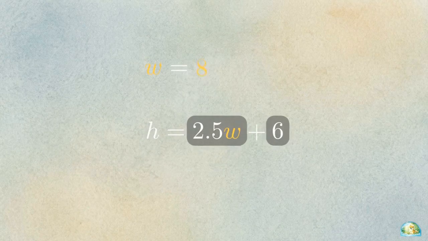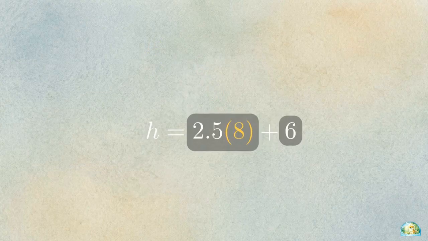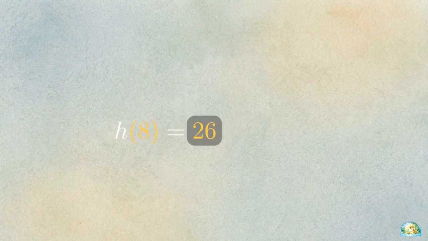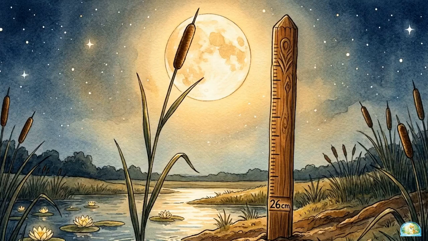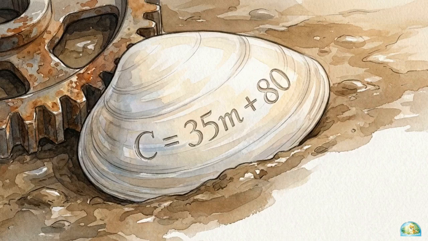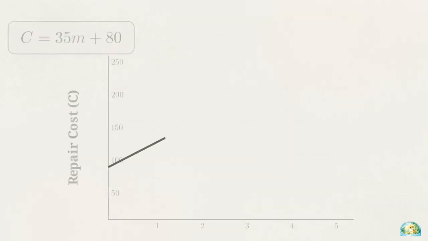This model for plant growth tracks height based on the number of weeks. The equation h equals 2.5 times w plus 6 captures that specific growth pattern. To find the predicted height after 8 weeks, we identify our input, w equals 8, and substitute it into the model. In this context, the model predicts an additional $35 in repair cost for every additional year of machine age.